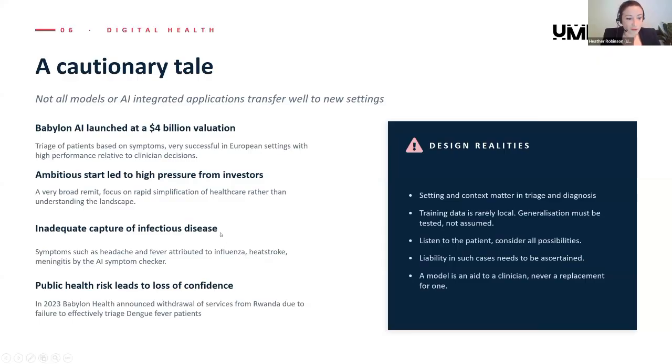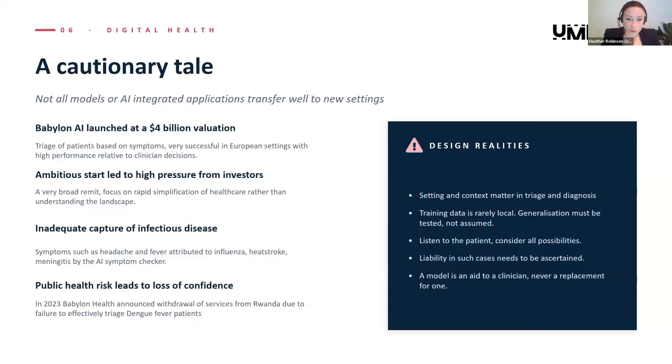They had a case in Rwanda where there was an outbreak of dengue fever, and the device performed very poorly because it was trained on Western data. Symptoms like headache and fever were emerging, which in the context of the location should have been flagged as worrisome for dengue fever, which was expanding at the time. But those patients were dismissed as probably having influenza or heat stroke or maybe meningitis, which would have made sense in a European context. So that did lead to loss of confidence in the products in Rwanda.